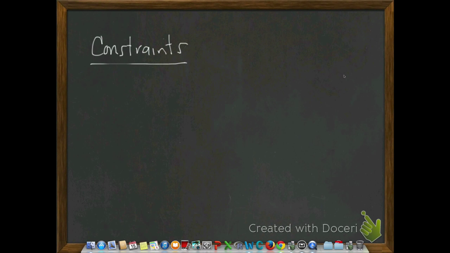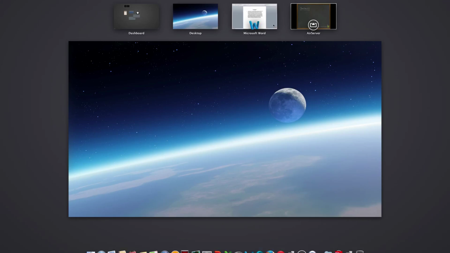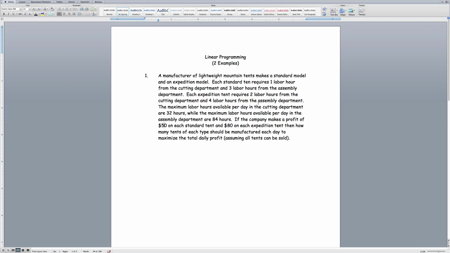Now the next thing I have to do is read the problem, and I've got to identify the constraints. All right, so let's do that. So the manufacturer, so what's going on here? We've got each tent, that should be standard tent. Let me put a T there.